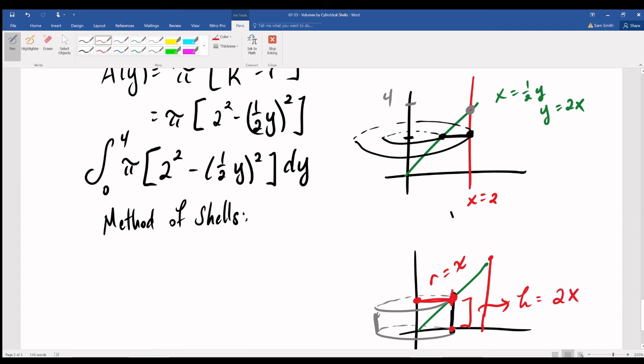So we can integrate from the lowest to the highest x value 2 pi times the radius times the height of the cylinder.